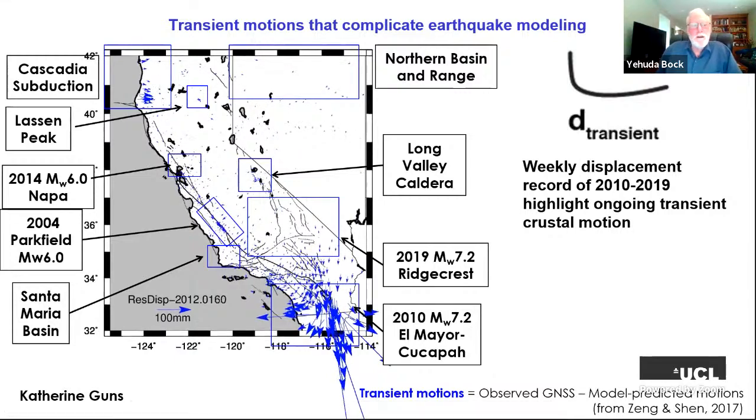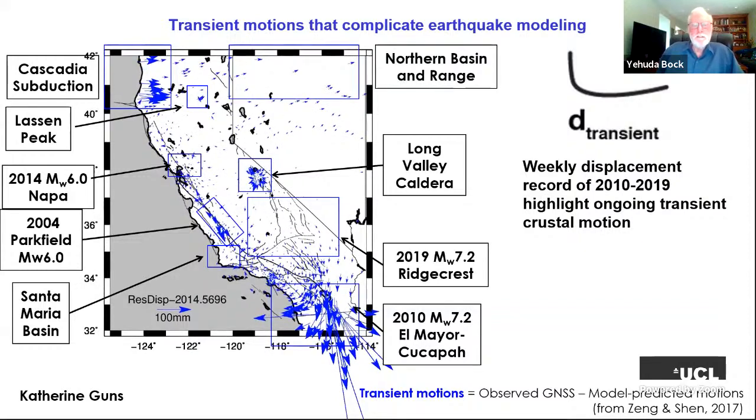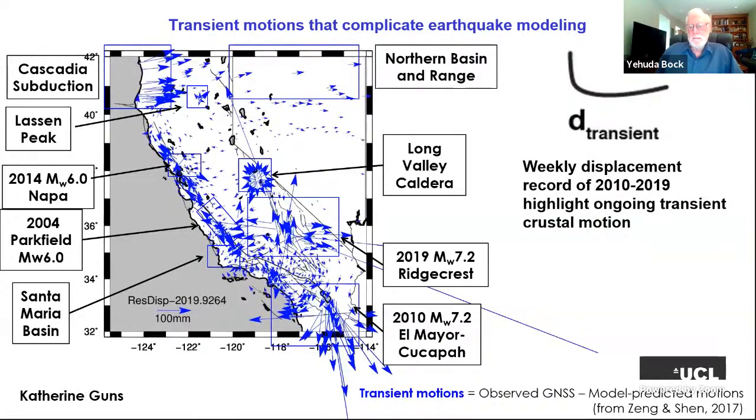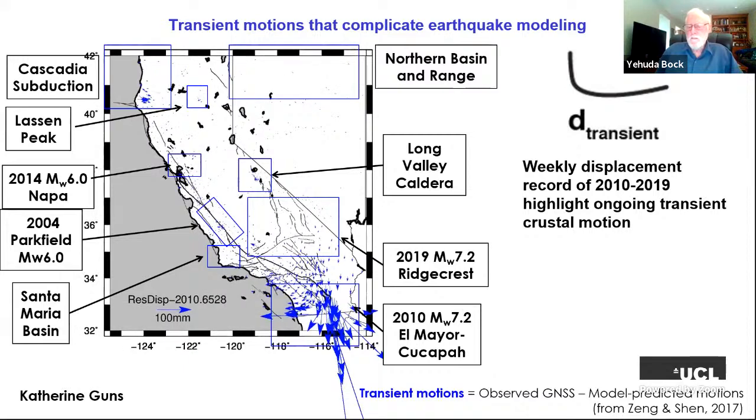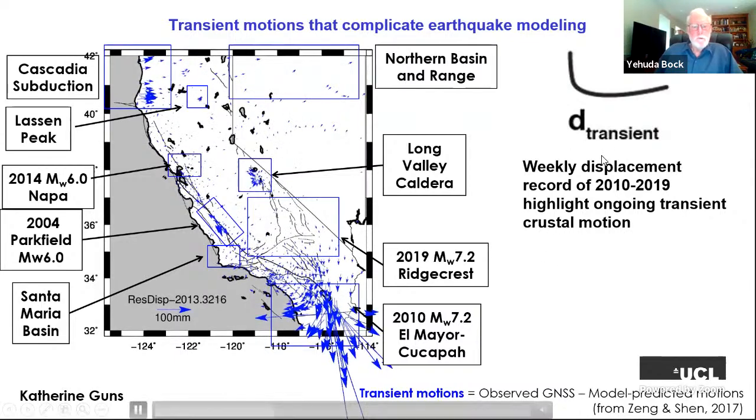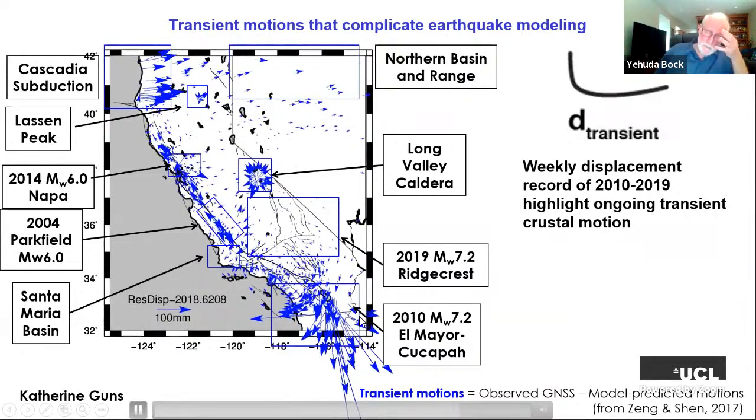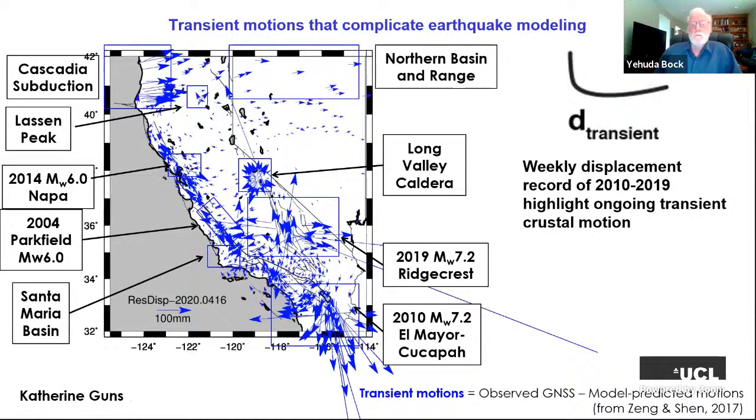So this is a movie of only the transient deformation. What we've done is take out the expected motion from an interseismic model that's been published. And so this is the difference after you take out the interseismic motion. These residuals are what's left. And so you see these different vectors. This is time here. We're going through about a 10-year period, and you have all these different effects. This is an accumulation of transient motions over time.